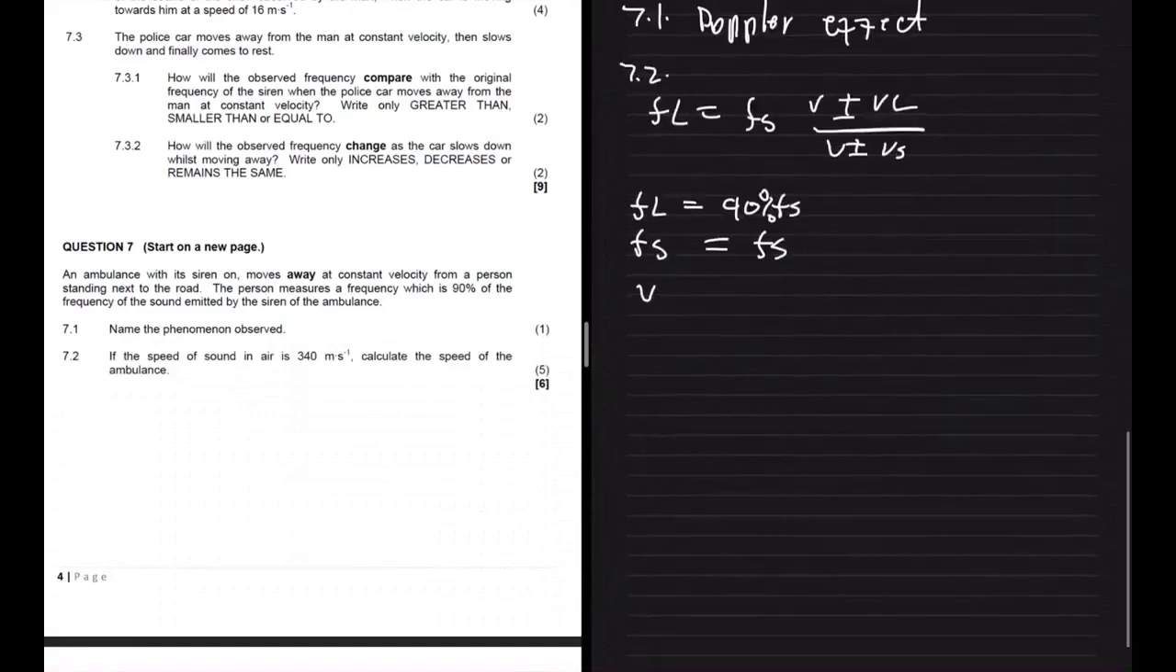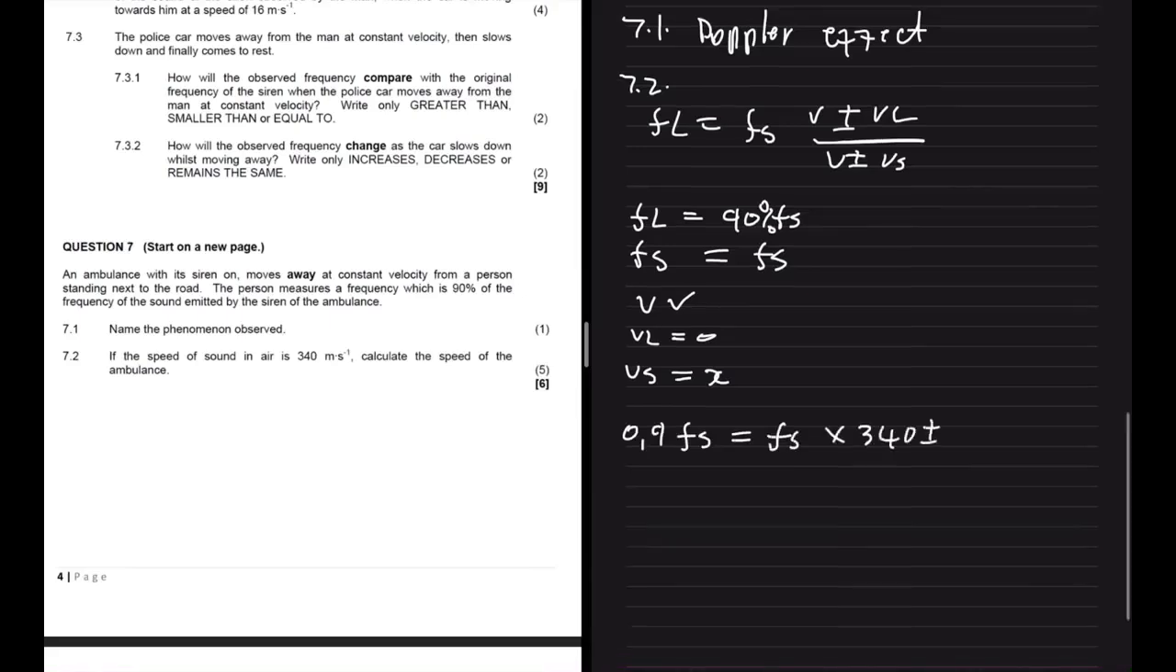V is just the speed of sound in air, and then VL is 0, the observer is stationary, and VS is our unknown. So let's put that into the equation. FL is 90% of FS, so that's just 0.9 FS, which equals FS itself, multiplied by 340. The observer is stationary, plus or minus 0.